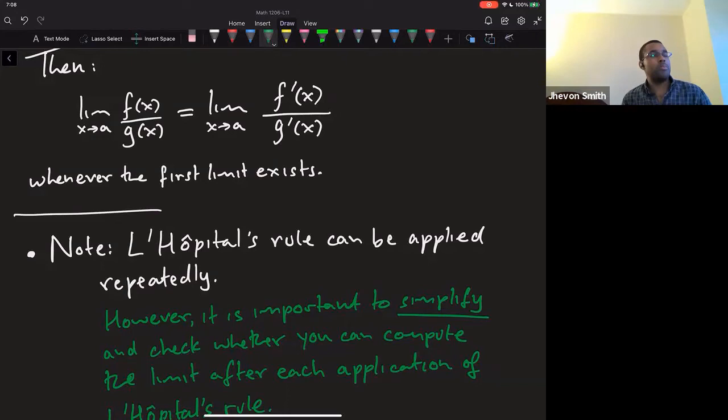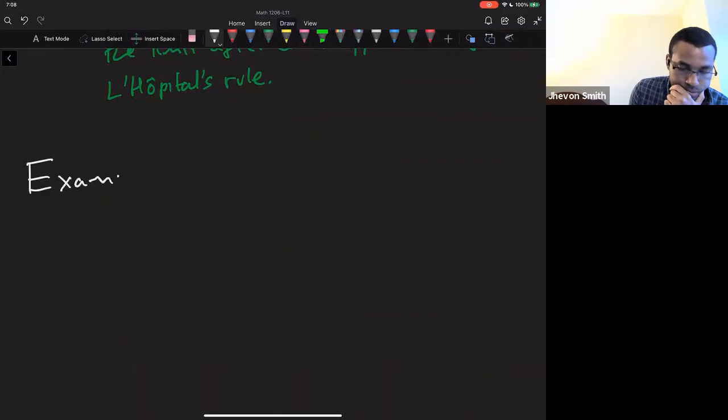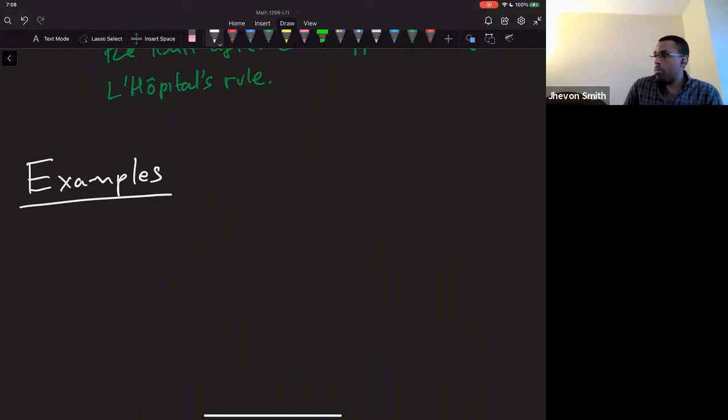Yeah, let's do some examples. And I think I put a L'Hopital's rule problem on test one in the bonus. So if you read ahead, you might have had a shot here.